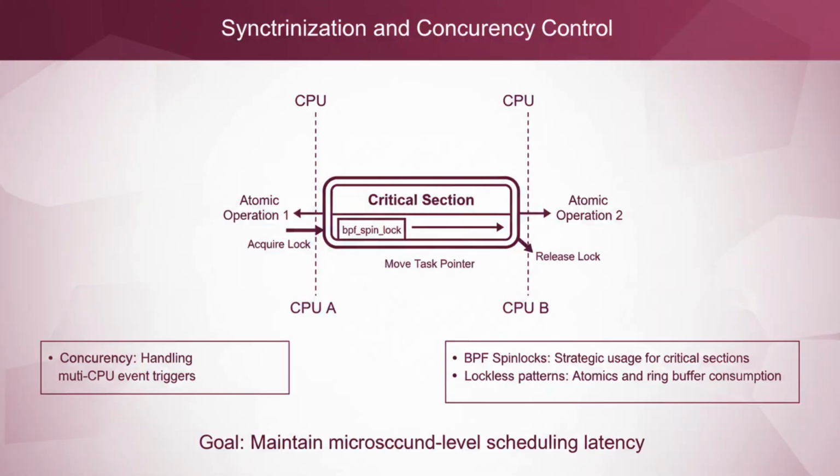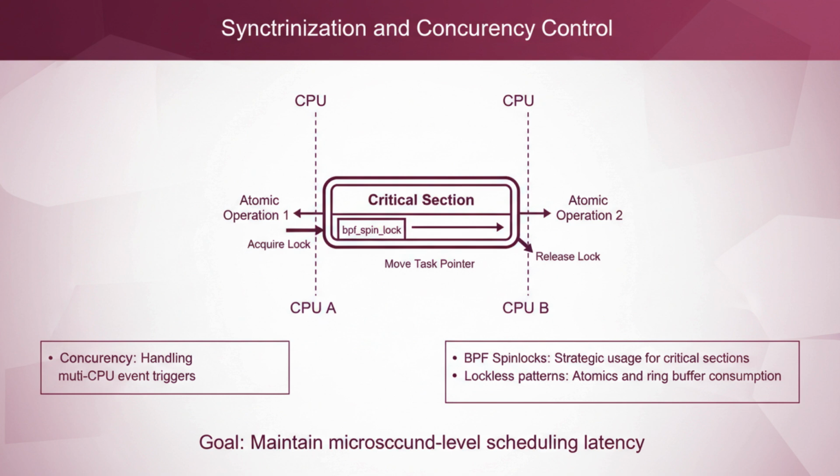In the world of BPF scheduling, concurrency is your greatest challenge. Since your code runs in response to kernel events across multiple CPUs, you must handle race conditions without the luxury of traditional mutexes. SchedExt provides BPF spin locks, but using them excessively can kill performance. A sophisticated custom DSQ manager utilizes lockless data structures wherever possible. We use atomics for task counting and consume pointers in ring buffers to minimize the critical section. When we do need to synchronize, we use the BPF spin lock helper, ensuring that we only hold the lock for the absolute minimum number of instructions required to update pointers.